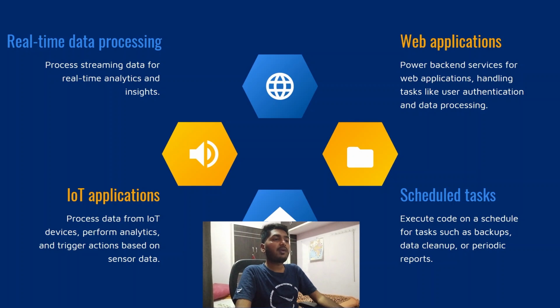For web applications, Lambda can power backend services, handling tasks such as user authentication, data processing, and content delivery. IoT applications: Lambda can process data from IoT devices, perform analytics, and trigger actions based on that sensor data. Scheduled tasks: Lambda can execute code on a schedule, such as daily backups, data cleanup, or periodic reports.